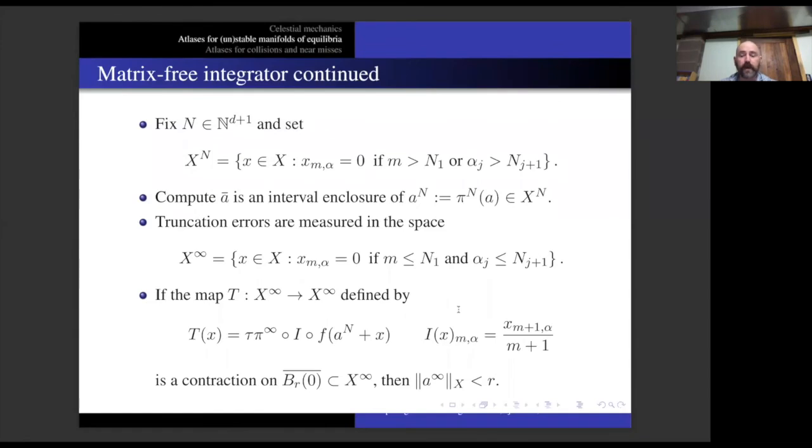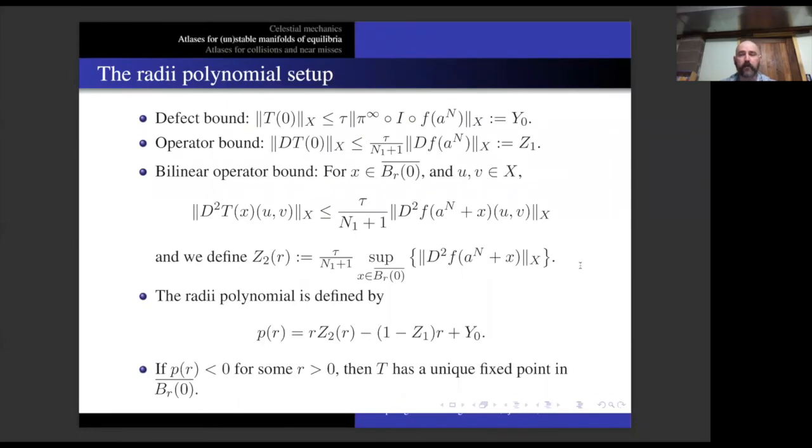So we can take their approach and put it into the radii polynomial setup, which is we want to flip this contraction mapping theorem around, and so you can appropriately define the Y0 that we all love and the Z bounds, which are these three, and you can define the radii polynomial that we're used to working with, and you have the same kind of theorem. When this is negative, you automatically have a unique fixed point for T, and fixed points of T are in correspondence with solutions to the differential equation.